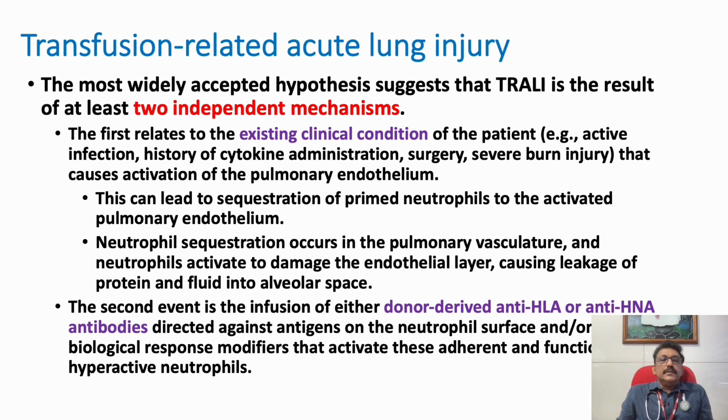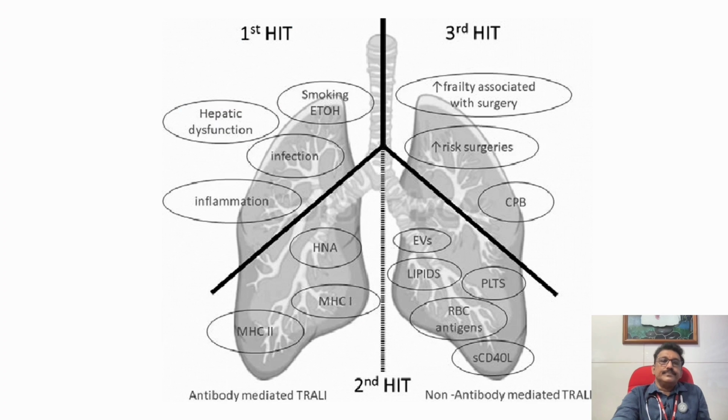Another mechanism is the existing clinical condition of the patient, like active infection, history of cytokine administration, surgery, or severe burn injury, that causes activation of the pulmonary endothelium. That also produces pulmonary endothelial damage, vascular leak and pulmonary edema. The pulmonary edema will be similar to ARDS. That is the main difference between fluid overload pulmonary edema and TRALI. So there are two mechanisms, the first hit and second hit mechanisms.